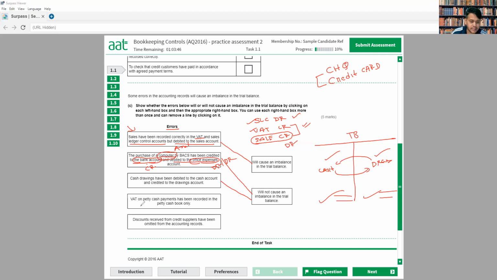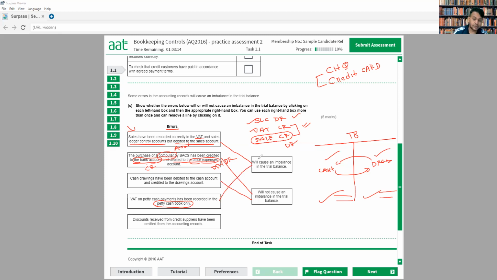Then we have VAT on a petty cash payment that has been recorded in the petty cash book only. If you write only one side, only the debit side or only the credit side, the other side will not be equal, the other side will not match. So if you write only on the debit side, or only on the credit side, one side will be missing, and the missing side will create the suspense account. That means the trial balance will not match. So I'll say this one will create an imbalance.